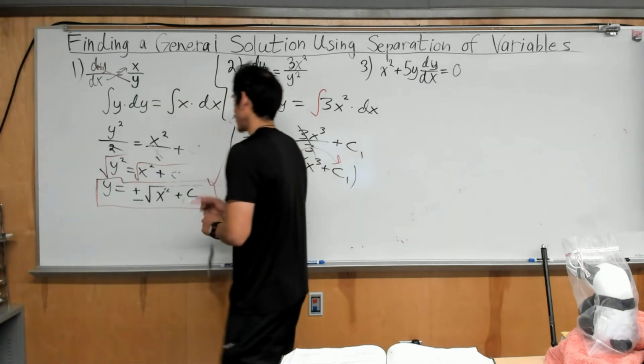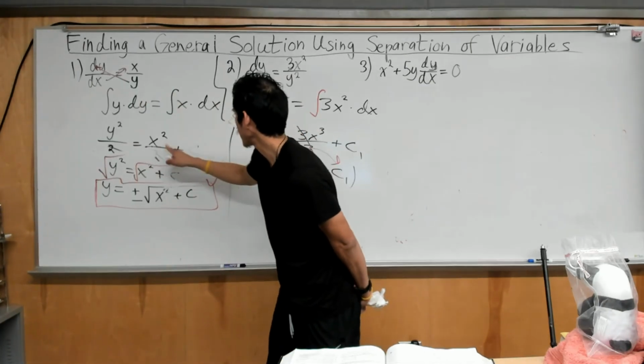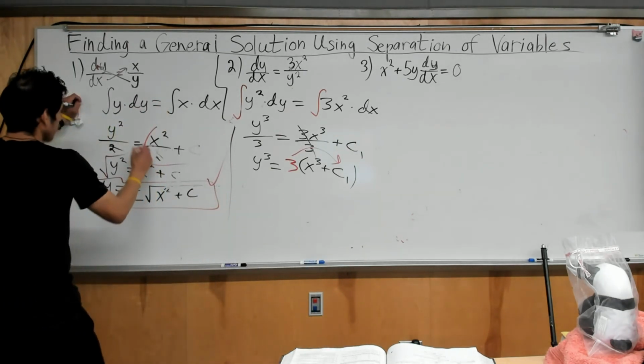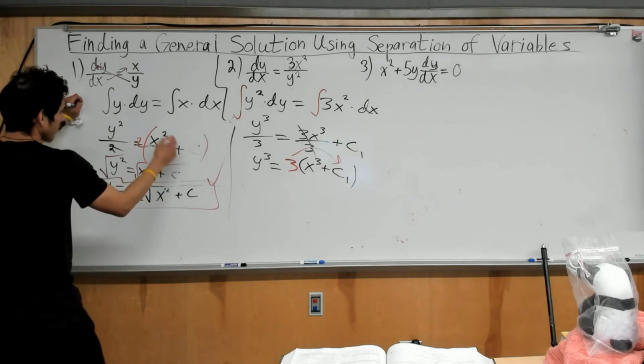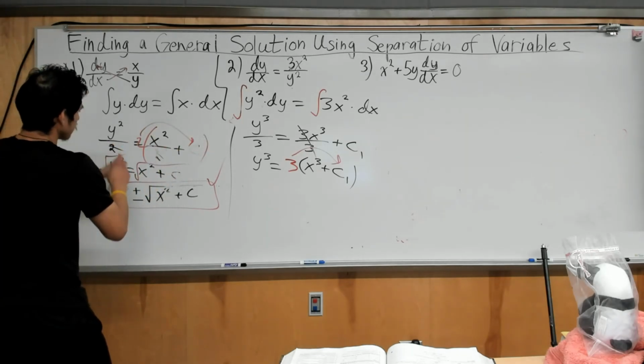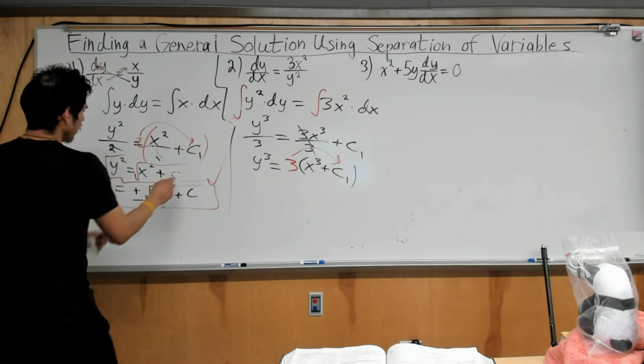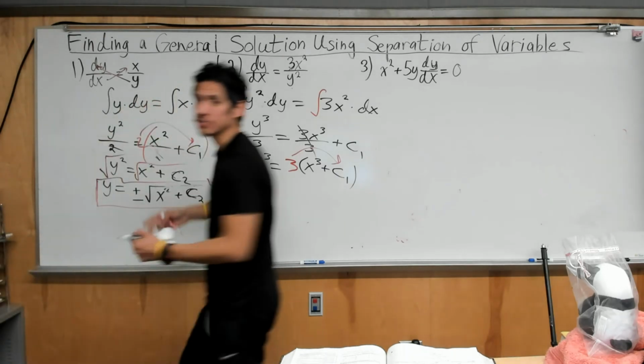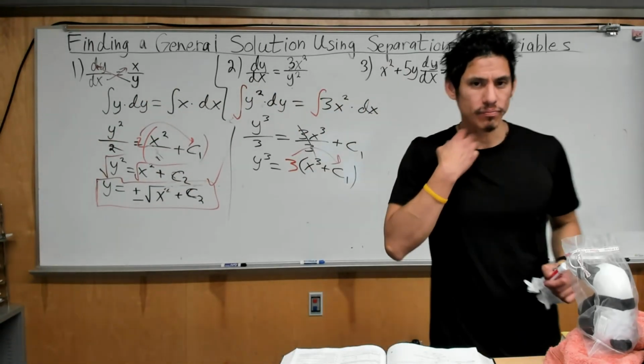And that reminded me of something that I missed. Oh yeah, so here I should have technically done this. I'm multiplying both sides by 3. Then this c, let's call this c1 originally. Then this is going to be a different c. That'll be c2. That was my bad. Sorry about that.